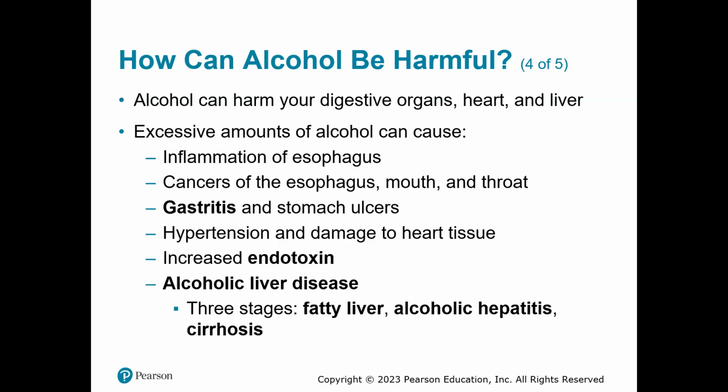Alcoholic liver disease. So alcohol, like we said, is detoxified by the liver. And as we drink a lot of excess alcohol, it begins to impair the function of the liver. So there's 3 stages. The first one is fatty liver disease. Then you have alcoholic hepatitis. Again, itis is inflammation. So alcoholic hepatitis is inflammation of the liver due to alcohol consumption. And then cirrhosis, which is essentially scarring of the liver.